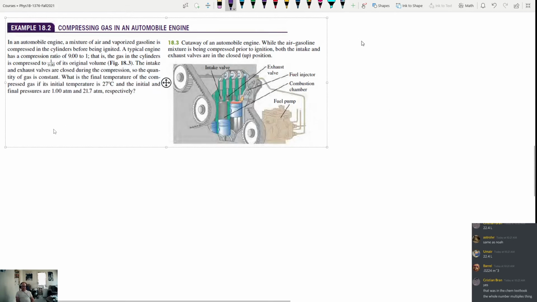Okay, so where did it say it? The intake and exhaust valves are closed during the compression, so the quantity of gas is constant. Okay, so if we know that the quantity of gas is constant, how do you all think we should approach this problem? It's obviously an ideal gas law problem, but should we do it like we did the last one? Or do we need to do something different? What do y'all think?